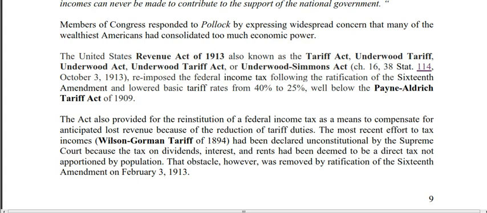The most recent effort to tax incomes, the Wilson-Gorman Tariff of 1894, had been declared unconstitutional by the Supreme Court because the tax on dividends, interest, and rents had been deemed to be a direct tax not apportioned by population. That obstacle, however, was removed by ratification of the 16th Amendment on February 3rd, 1913.